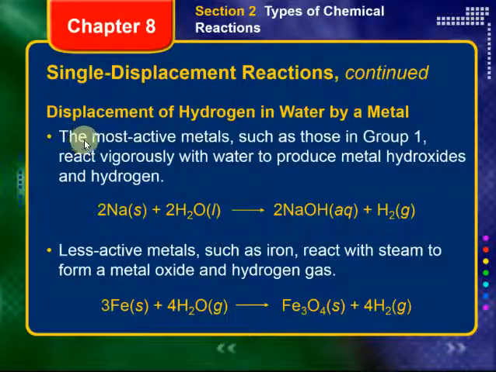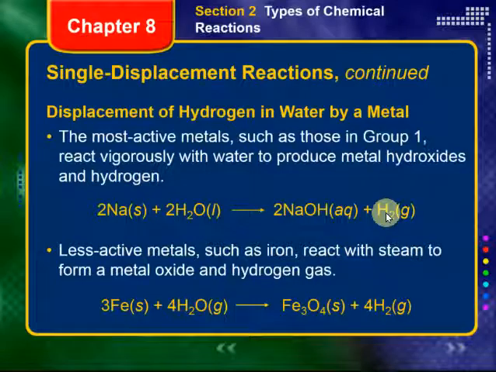Now, the most active metals, such as those in main group 1, will react vigorously with water to produce a metal hydroxide and hydrogen. So here's our sodium, main group 1, a very active element. Put it with water, it's going to react with water to create a metal hydroxide. It's sodium hydroxide. Sodium is the metal, here's the hydroxide, so metal hydroxide, and hydrogen gas.